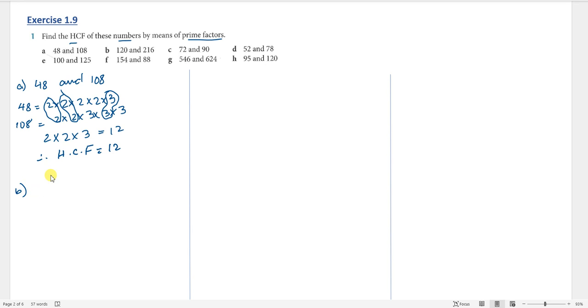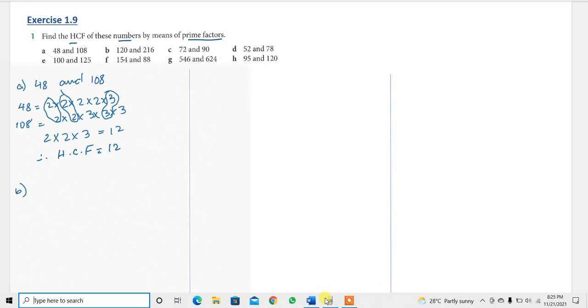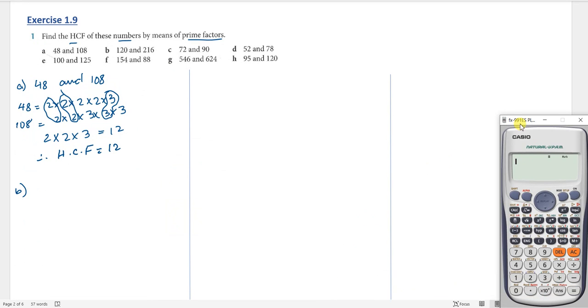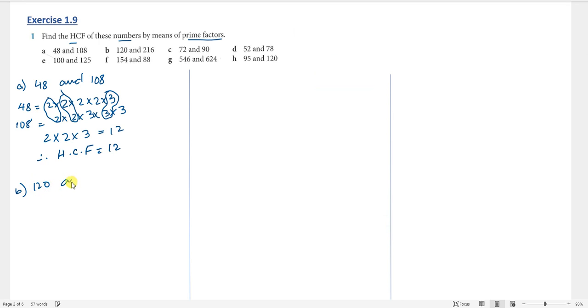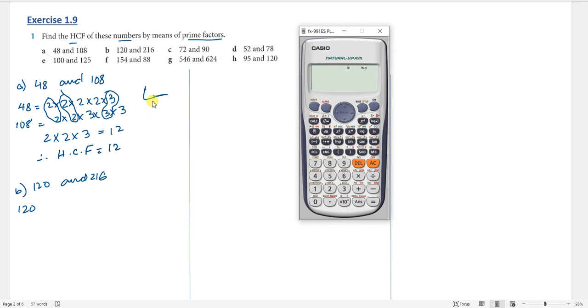Okay, I'm going to teach you one more technique here. This is by using a calculator. So question B is 120 and 216. Instead of showing your working in this way, if your teacher requires you to show the working, then you have to. But in case the working is not necessary and you can just use a calculator, you can use this trick. So let's say 120.